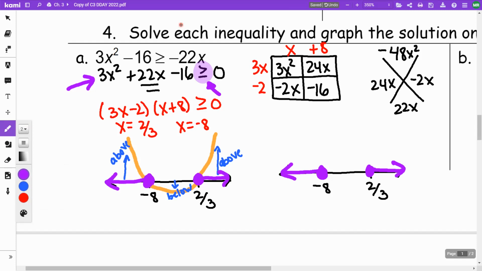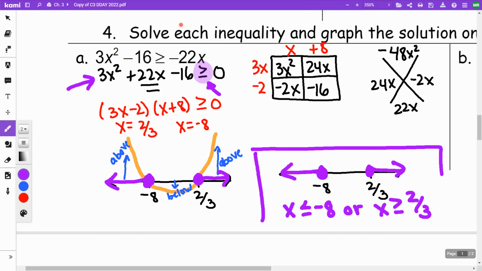And my answer is going to be x is less than or equal to negative 8, and you need the word or, x is greater than or equal to 2/3. So that's my graph and my answer.